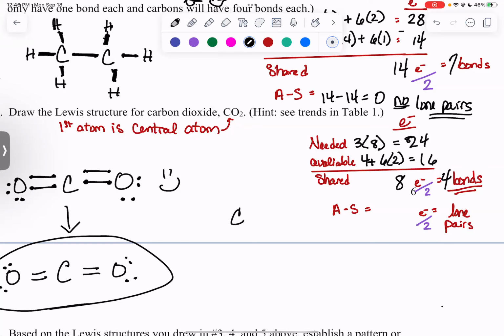So you would see that you had your carbon and 2 oxygens and you needed 4 bonds. Then you would say, okay, my available were 16, my shared are 8, that gives me 8 electrons, divided by 2 gives me 4 lone pairs. And so I would just add them to my outer elements to complete their octets.